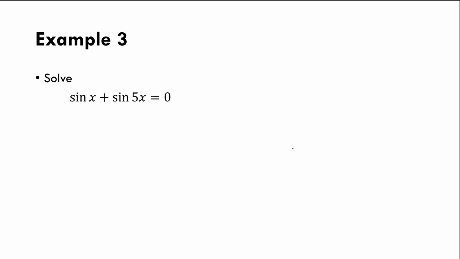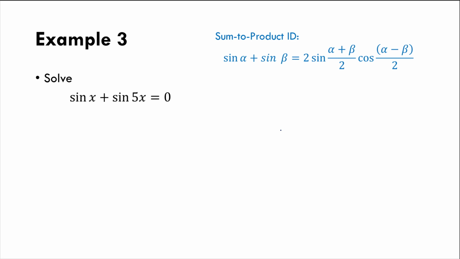Okay, last example here. We're asked to solve a trigonometric equation, and we're going to need our sum to product identity for this one. The sum to product identity for sine plus sine: we're going to rewrite this side of my equation as 2 sine.